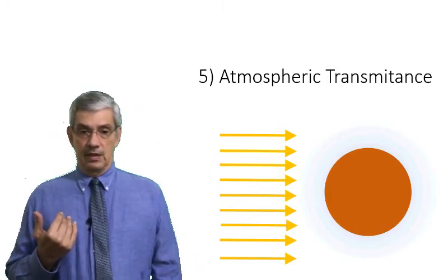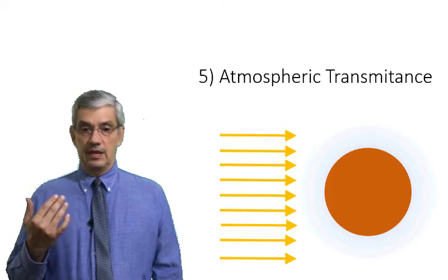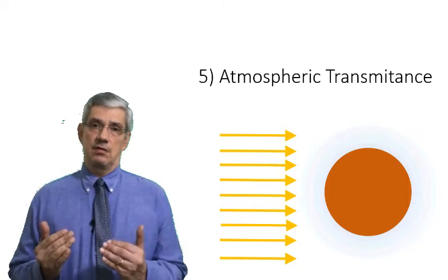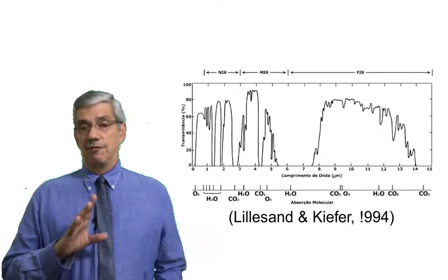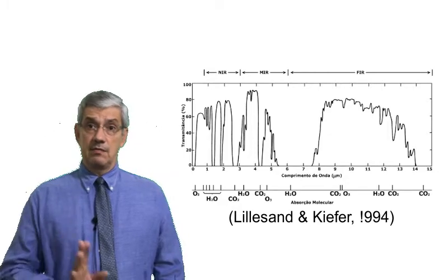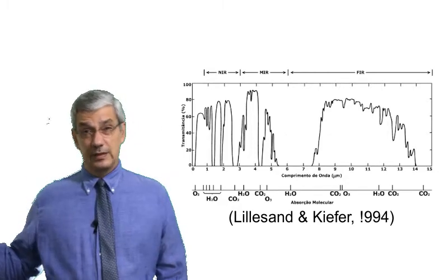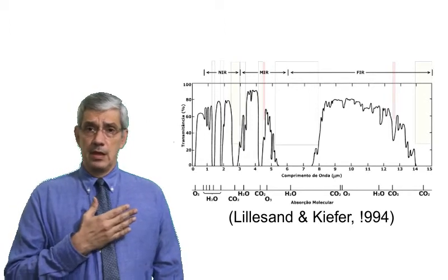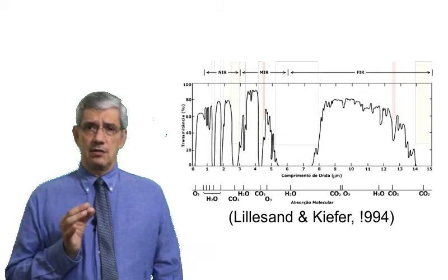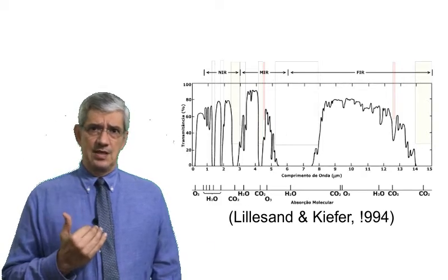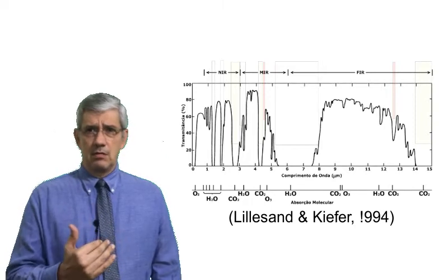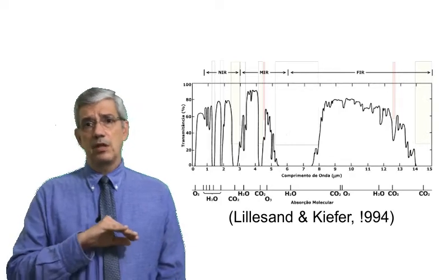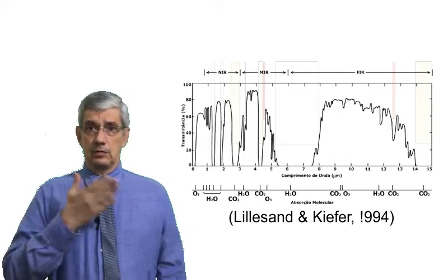Well, Lillesand and Kiefer in 1994 measured the transparency of the atmosphere for various wavelengths ranging from visible to infrared. And they got this graph you can see here. You can see that there are some ranges in which the transmittance is very low, even zero. Transmittance zero means that in that region, the atmosphere is completely opaque to that wavelength.